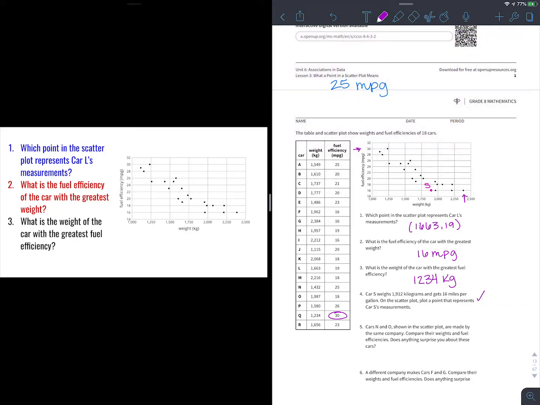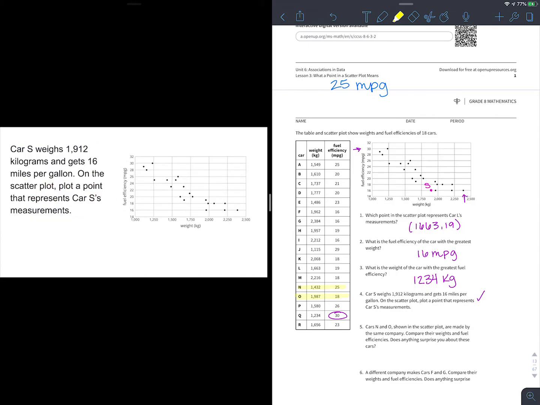Cars N and O, I'm going to use my highlighter here. Here's N, here's O. Let's see, where's my other question? There we go. They're made by the same company. So when we compare their weights, does anything surprise you in this situation?